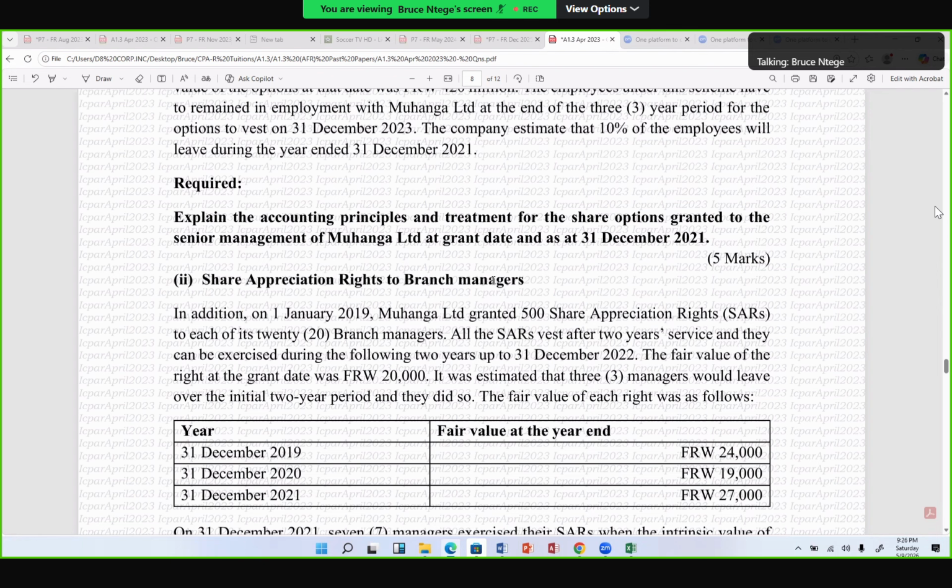Because the counterparty is an employee, we shall use the indirect measurement method, not the direct measurement method. So let me start with number 1, where they are saying that the company granted share options to its senior management on 1st January 2021. So 1st January 2021 is the grant date. That's the date they granted share options to its senior management.